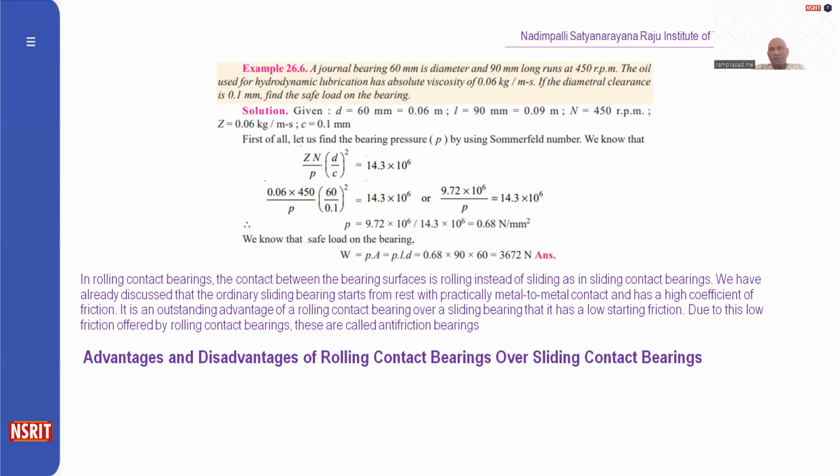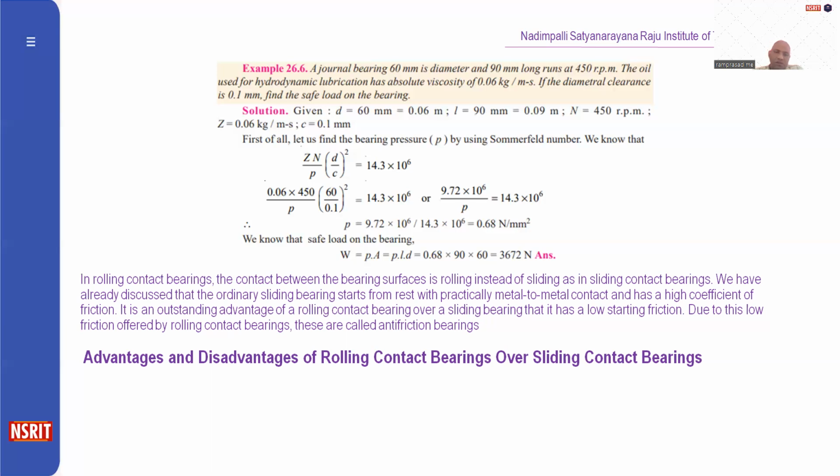So that is equal to Z N by P into D by C whole square, is equal to 14.3 into 10 power 6. So the Z value is 0.06 into 450 by P into 60 divided by 0.1 whole square, is equal to 14.3 into 10 power 6. You are getting P is equal to 0.68 Newton per mm square. Load is equal to pressure into area, pressure into L into D. So pressure is 0.68 into length into D. L is equal to 90 and D is equal to 60. So that is equal to 3672 newtons.